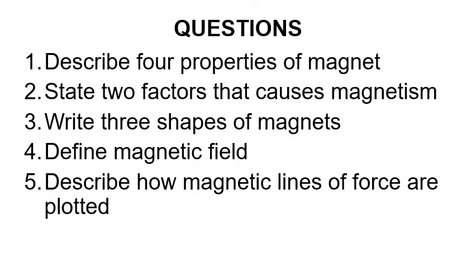Questions for Lesson 1. 1. Describe 4 properties of magnets. 2. State 2 factors that cause magnetism. 3. Write 3 shapes of magnets. 4. Define magnetic field. 5. Describe how magnetic lines of force are plotted. This brings us to the end of Lesson 1.